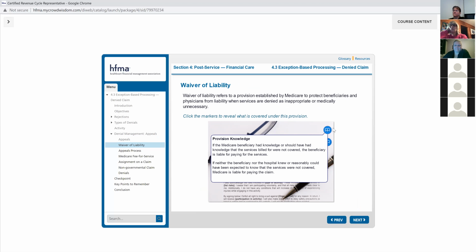And then the provision liability. Again, you don't need to memorize these, just know where to look if they ask. If the provider should have known and the beneficiary is protected from the liability, then the liability falls with the provider. And the hospital cannot bill for services other than deductibles and coinsurance amounts, even though no payment has been made. Okay.